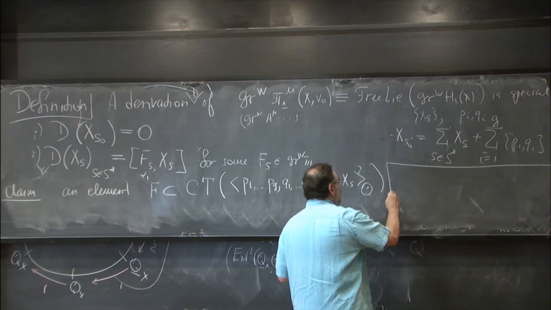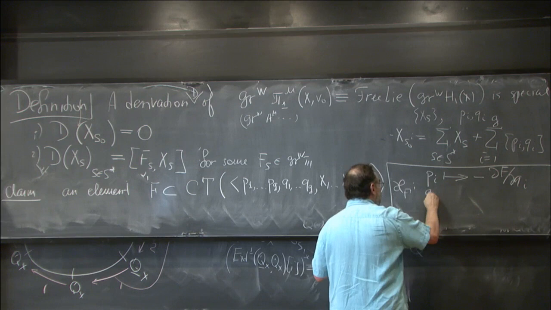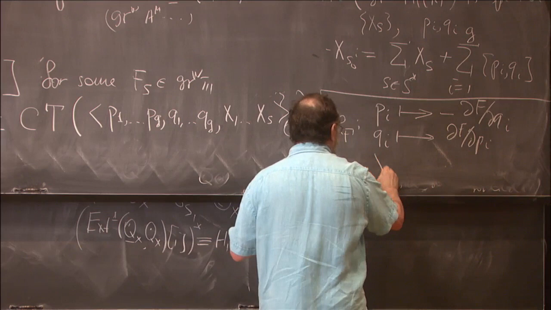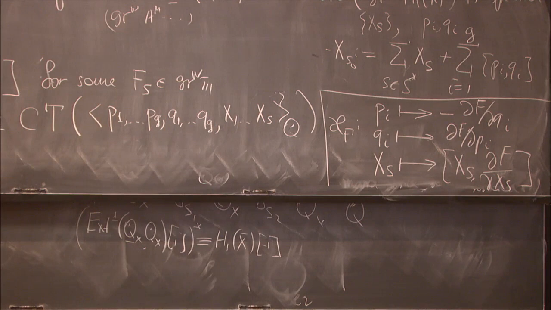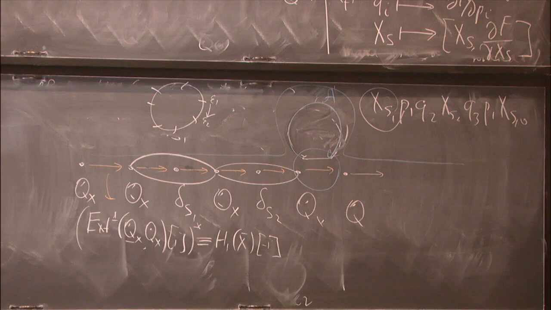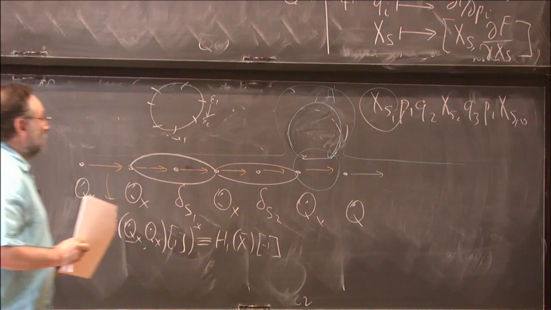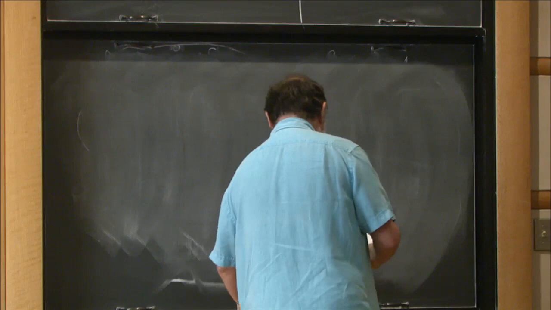The corresponding special derivation kappa f takes p_i to minus df over dq_i, q_i to plus df over dp_i, and x_s goes to the commutator of x_s with df over dx_s. So this is a calculation in coordinates, the action which I introduced this way here. Now let me explain why. So the statement is clear, right? The derivation is determined on generators, and it acts on generators as follows. I'm sorry, the statement is not clear to me. Okay.